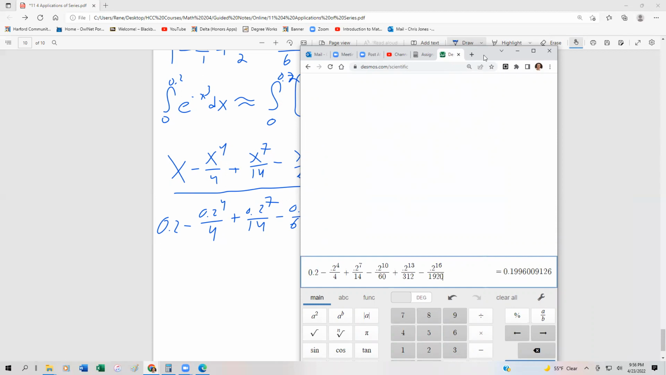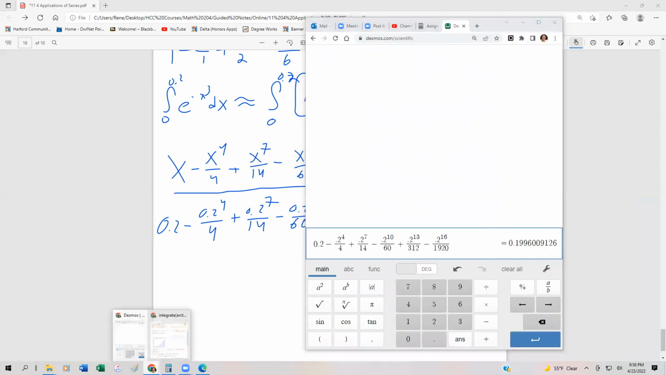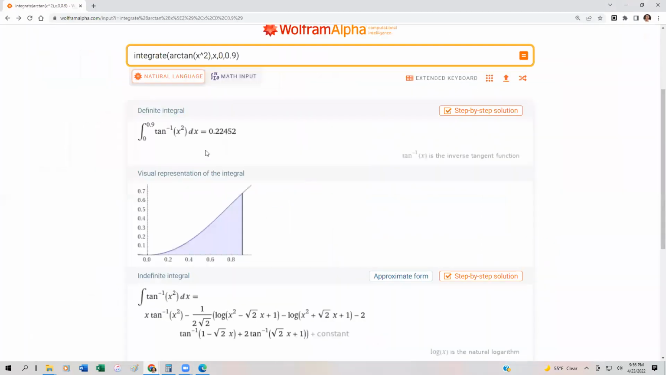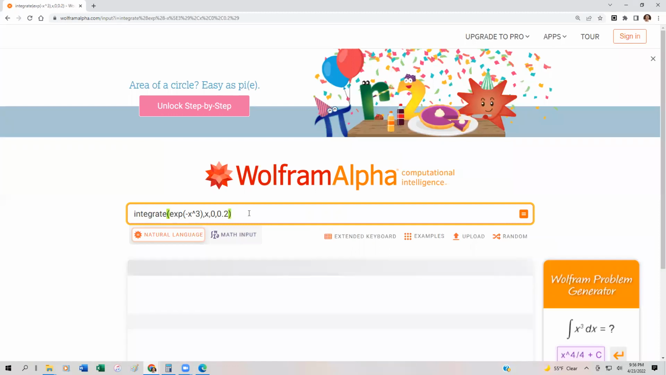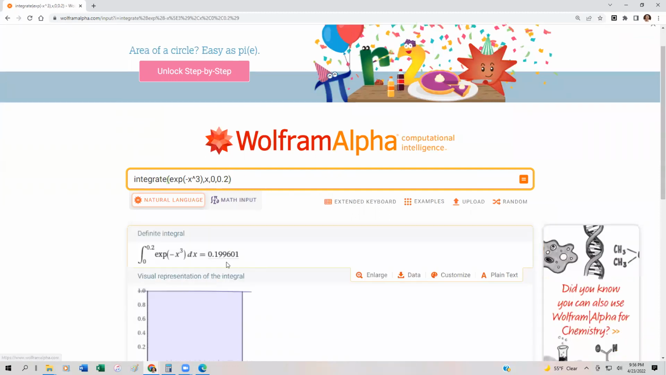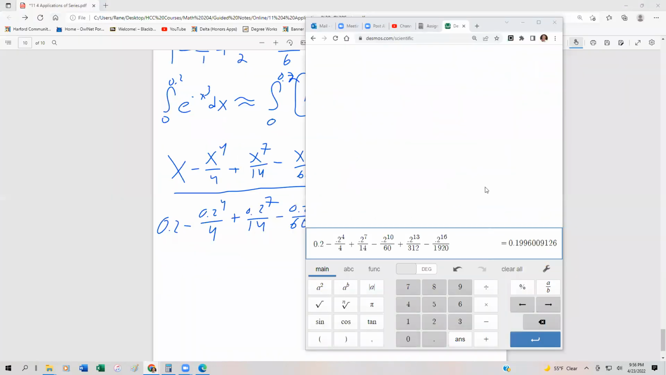So let's see how close we got to what Wolfram Alpha might say. Bring up Wolfram Alpha again. Still have the same command that I did for the arctangent. So this time we're going to have exp of minus x cubed from 0 to 0.2. And we got 0.199601. So we are in really good shape with this one.